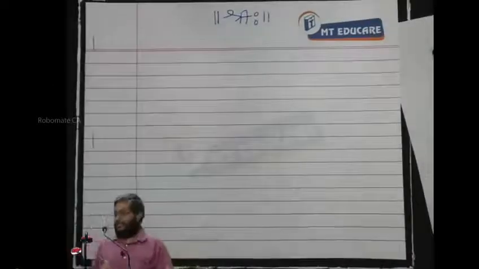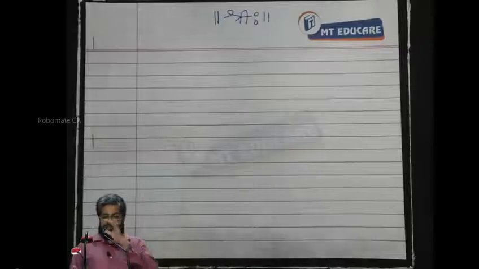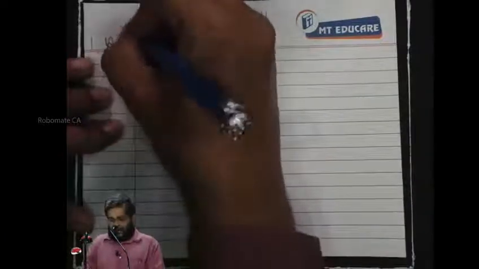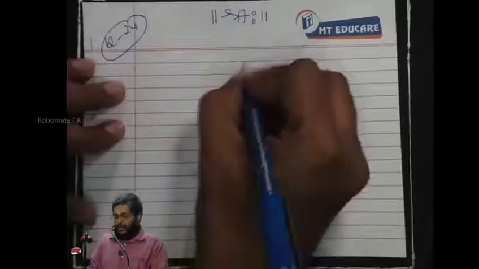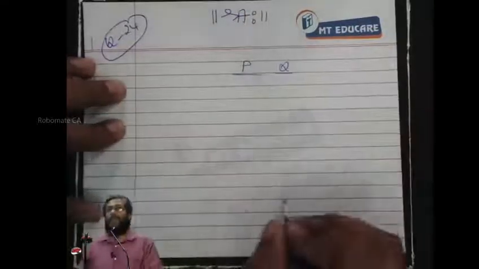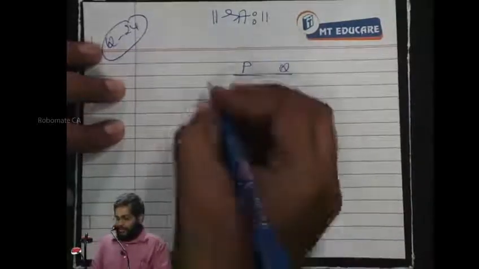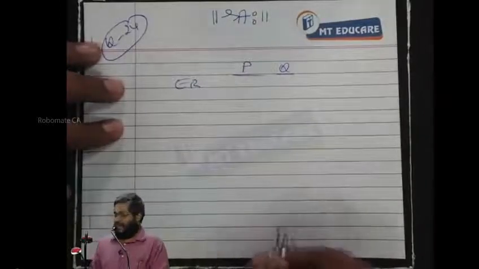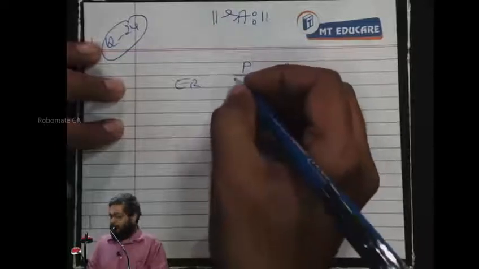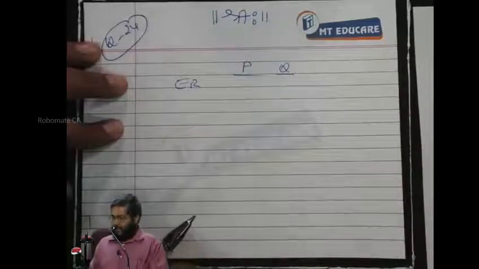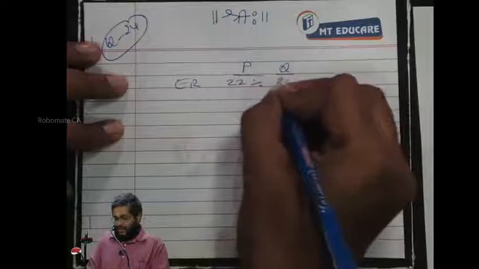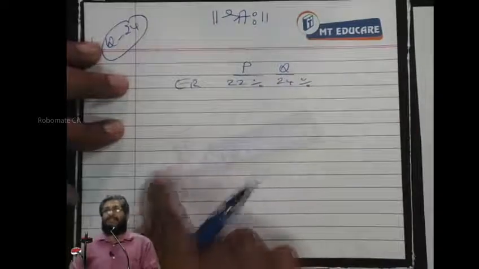Now, let's write the facts first. Question number 24. What are the two securities? P and Q. Let's write one by one. Expected return. What is the expected return of P and Q? How much percentage? 22 percent and 24 percent is the expected return of P and Q.